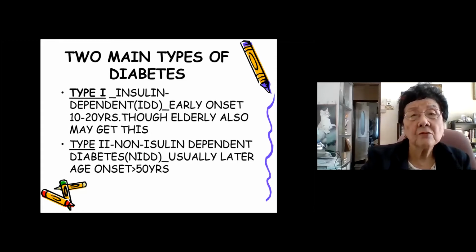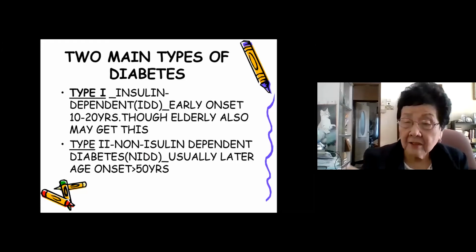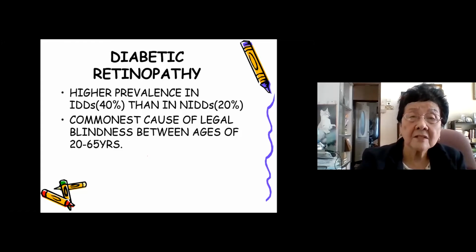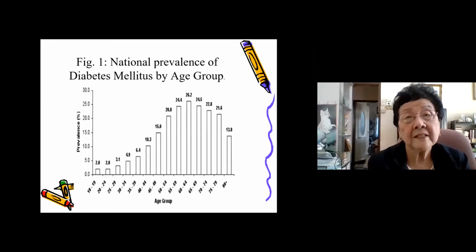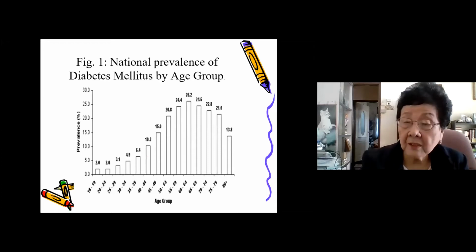And we know that there are two main types of diabetes: type 1, insulin dependent, and type 2, non insulin dependent, which actually are more prevalent in different age groups. The diabetic retinopathy is higher prevalence at 40% than in the non insulin dependent. And this is the commonest cause of legal blindness between the ages of 20 to 65. Our national figures for prevalence of diabetes by age group, you can see here, occurs in the 55 to 69 age group, because the peaks are there.